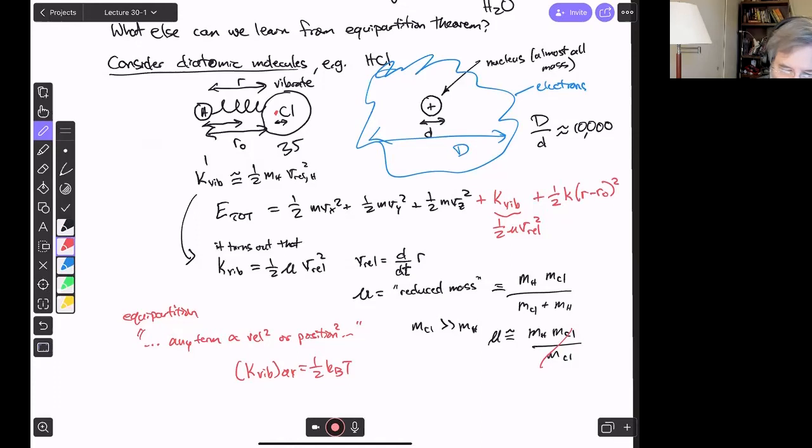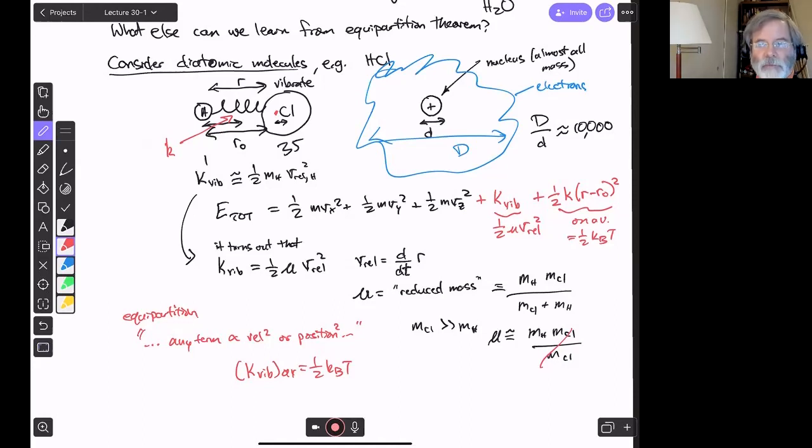So we would also have to add in the potential energy associated with the vibration, which I could write as 1/2 k (R minus R naught) squared, where k is the spring constant associated with the spring we're using to model the force between them. And R minus R naught represents how much the spring has been compressed or extended. So this is an example of a term in the total energy that's proportional to a position squared. And so on average, this would also equal 1/2 kBT. So there'd be 1/2 kBT of vibrational kinetic energy on average and 1/2 kBT of vibrational potential energy on average.